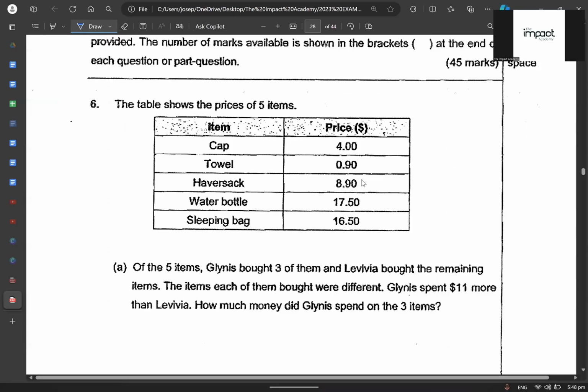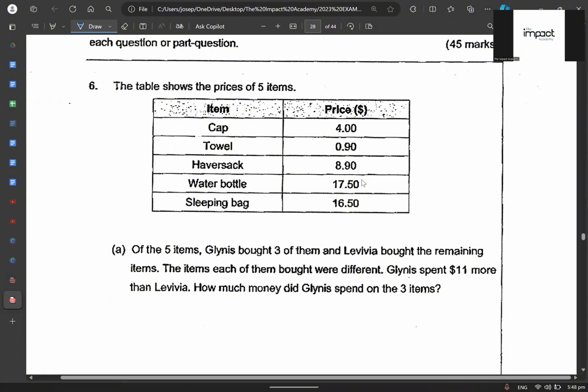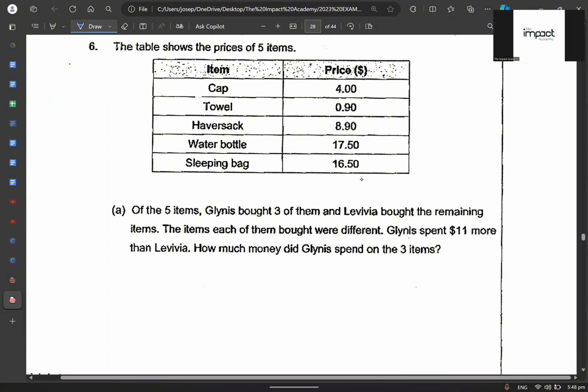This is a rate question. The table shows the prices of how many items? Okay, so cat, tower, haversack, water. I think this person is going for a cam. Of the 5 items, Glennis bought how many of them? 3 of them. And so write down everything first. 3 of them. Correct or not? The I don't know what's it. Lavivia. I guess it's Lavivia. Bought the remaining, so 2 of them lah. Correct or not? Yeah. Okay.